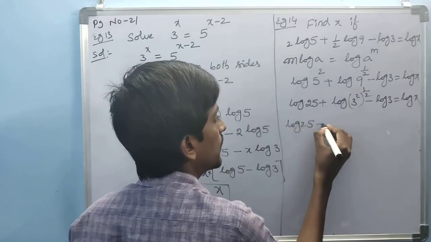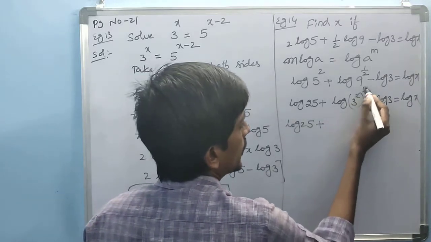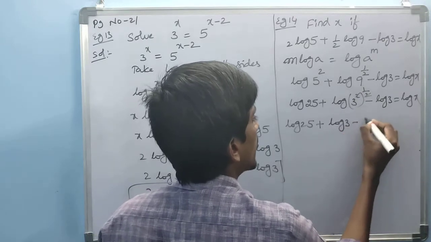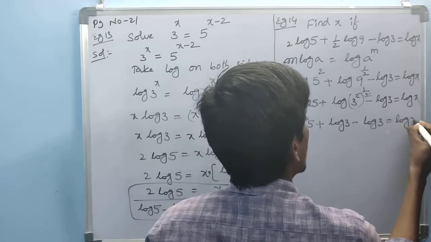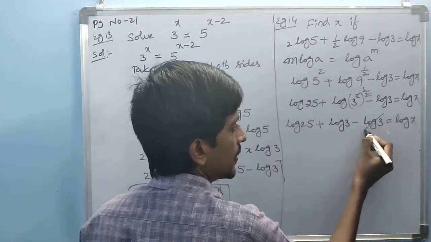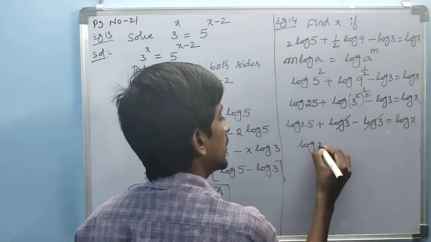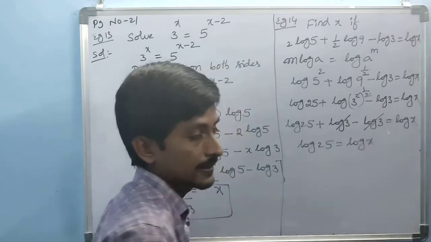Log 25 plus 2 cancelled. Okay, numerator 2, denominator 2. So, log 3 minus log 3 equals to log x. Here plus log 3 minus log 3, both are same means cancelled. So, log 25 equals to log x.